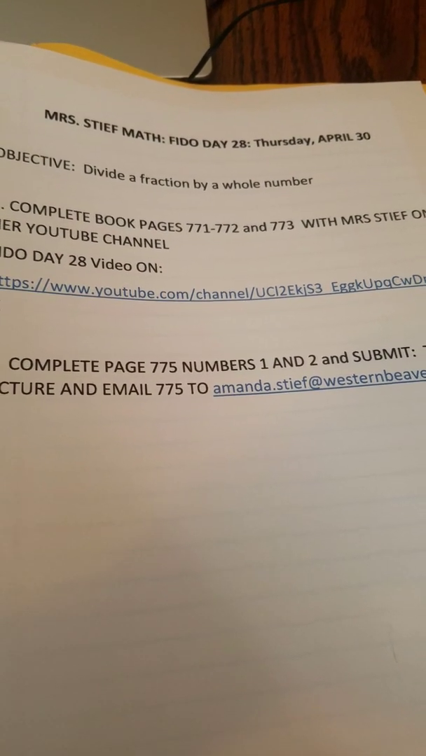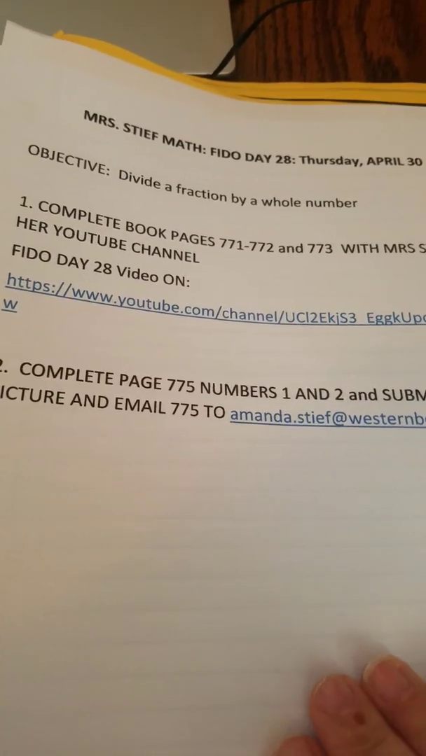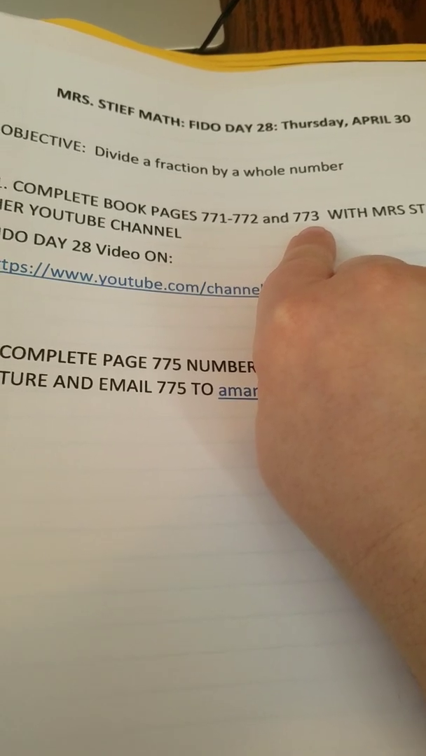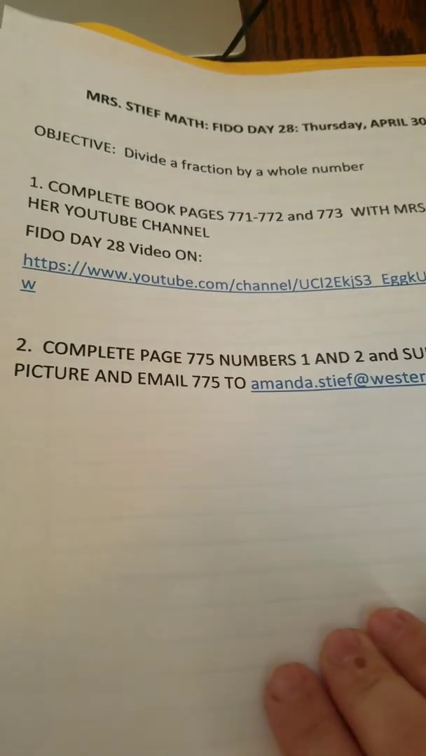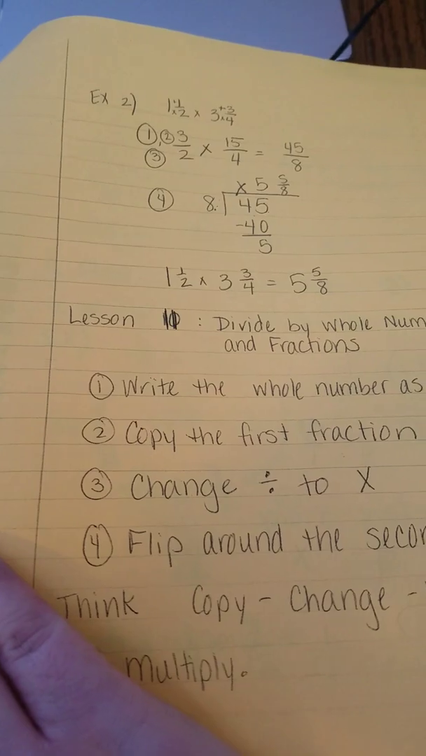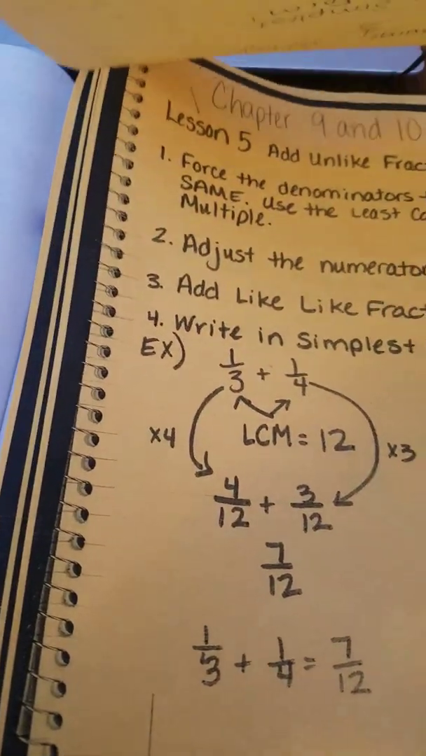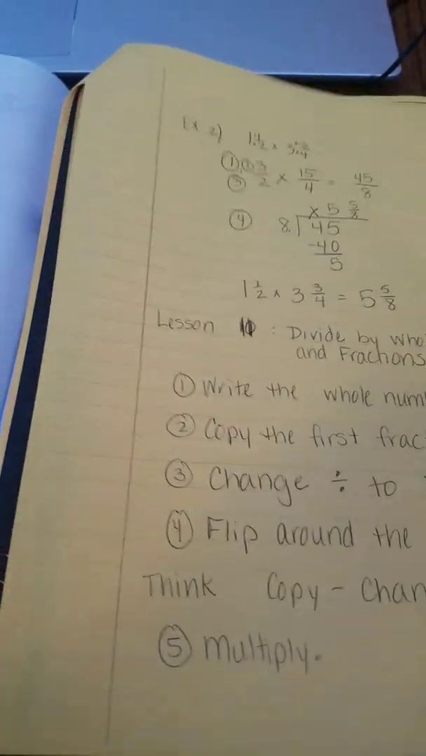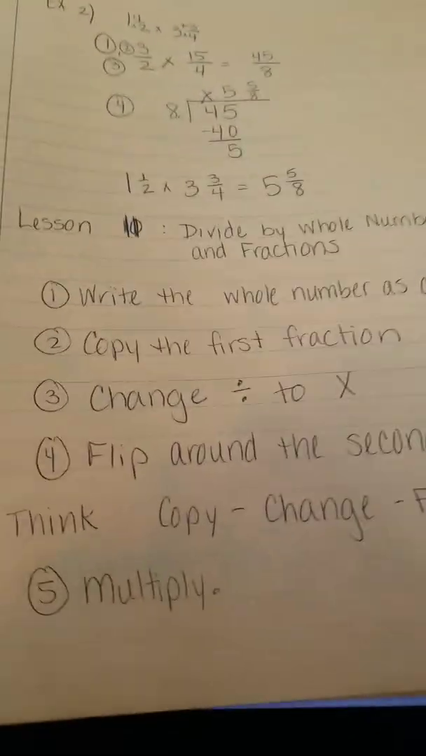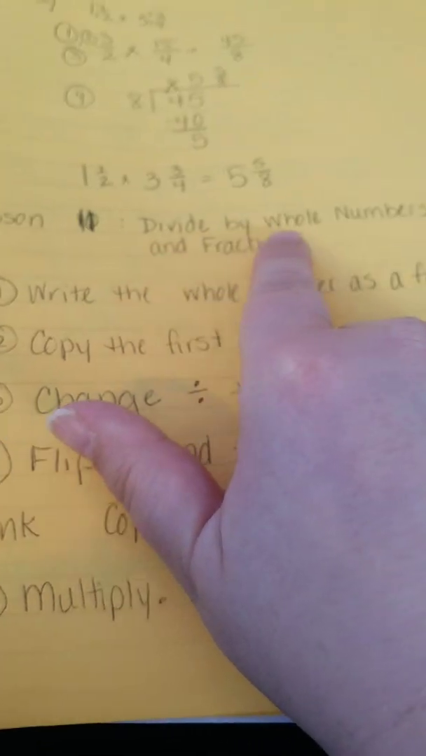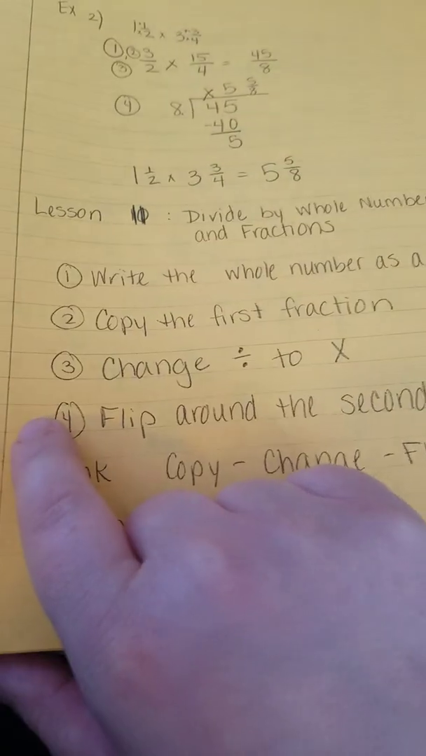Okay, boys and girls, so today we're doing 71, 72, and 73 with me here on my YouTube channel. And the first thing we're going to do, here's my scratch paper. I'm going to set that over to the side. We are going to be looking at the very last page in our chapter 9 and 10 notes packet. The very last page, we are looking at where I scribbled over lesson 10. It's actually lesson 11. Divide by whole numbers and fractions.